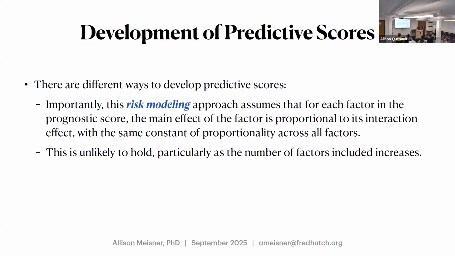So the other challenge with this risk modeling approach, and it's sort of related to what I just said, is that it assumes that for each factor in your score, the main effect of the factor is proportional to its interaction effect, with the same constant proportionality holding across all factors. So this is unlikely to hold, particularly as the number of factors increases. This has been investigated in the setting of genetic risk scores, which we'll talk about later. And there, when you're talking about potentially millions of genetic markers, it's unlikely that the same constant proportionality will hold for all of your genetic markers.